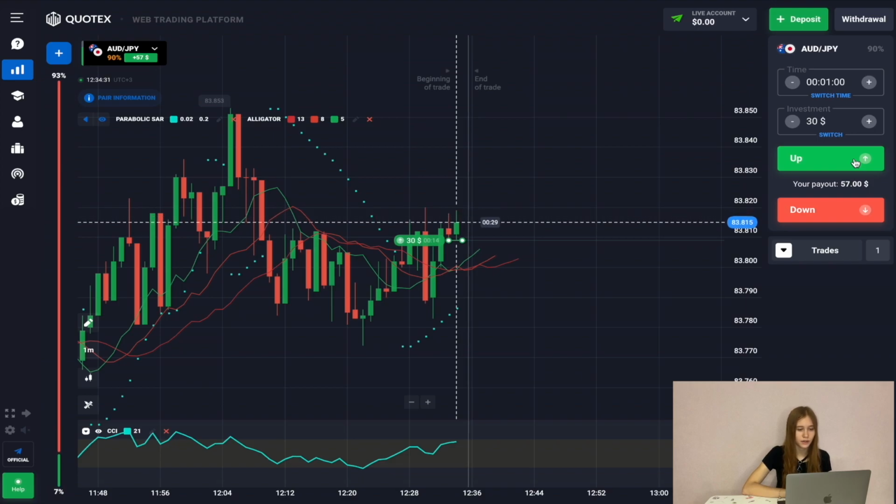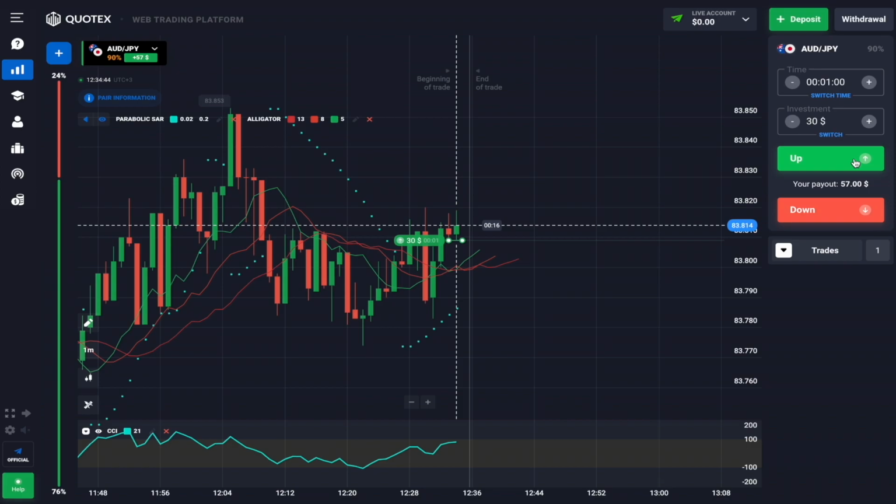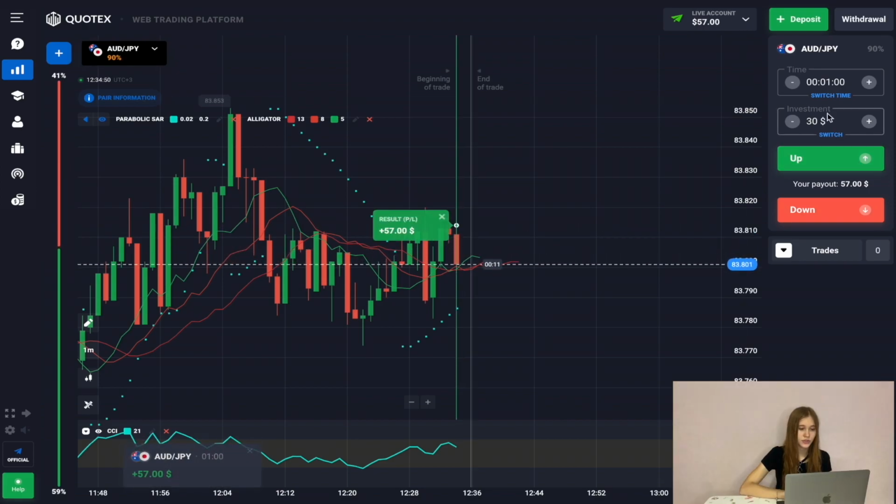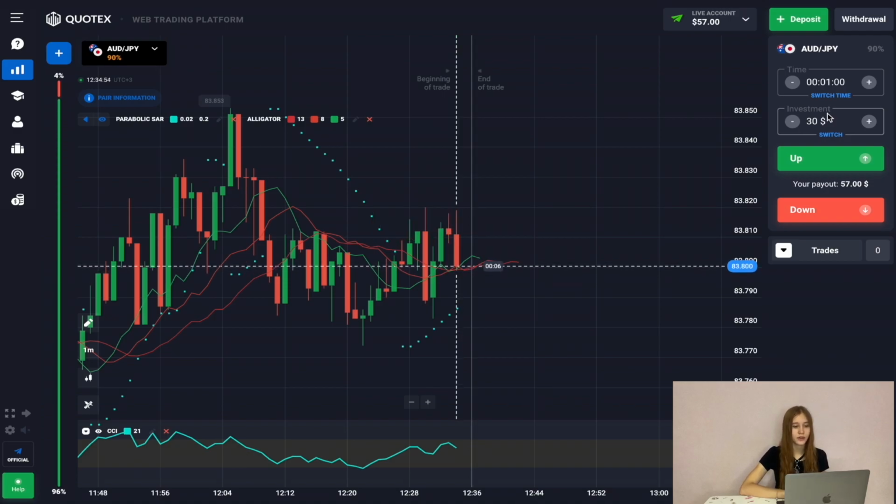The moving average parabolic indicates this to us. Yes, we managed to close our deal successfully, as the end of our deal was at the green candle. So we managed to successfully close our deal.